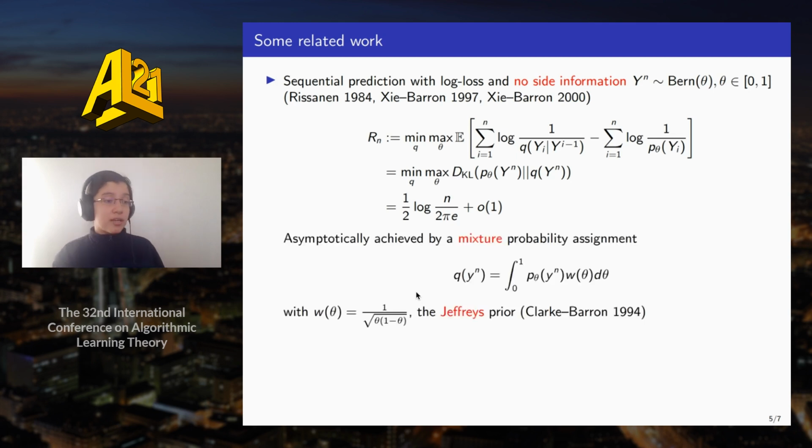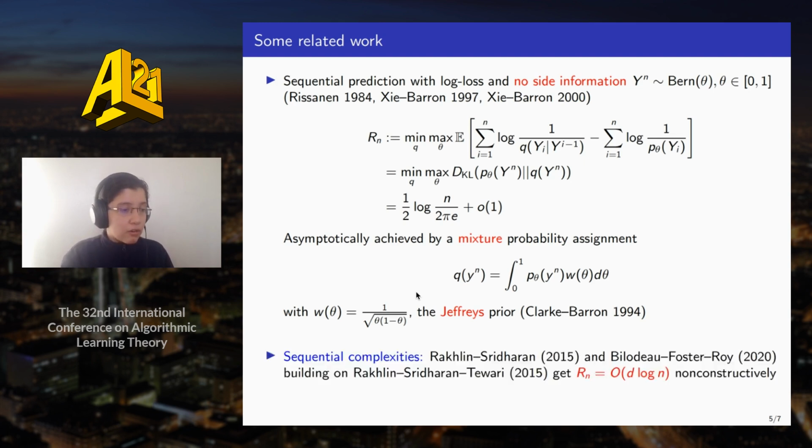And the min-max redundancy is actually achieved by a mixture probability assignment Q, which can be thought of as a Bayesian mixture over all possible p_thetas with the Jeffreys prior, which in this case turns out to be the Beta(1/2, 1/2) prior. And all probability assignments that we construct in the paper are based on this idea of using a mixture probability assignment with some proper prior over the class F.